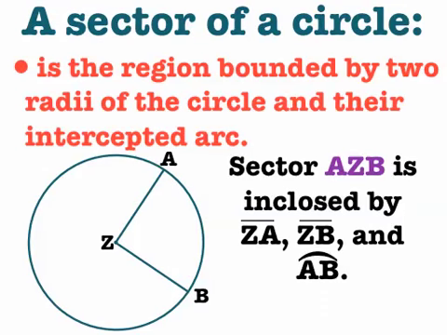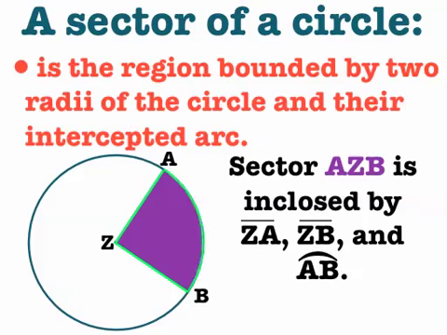So we really quickly need to define a sector of a circle. A sector is going to be the region bounded by 2 radii of the circle and their intercepted arc. So if you look at this diagram, I have sector AZB. It's going to be enclosed by radius ZA and the radius ZB and then the arc AB. So the purple highlighted area is enclosed by my 2 radii, ZA and ZB, and then the intercepted arc AB.